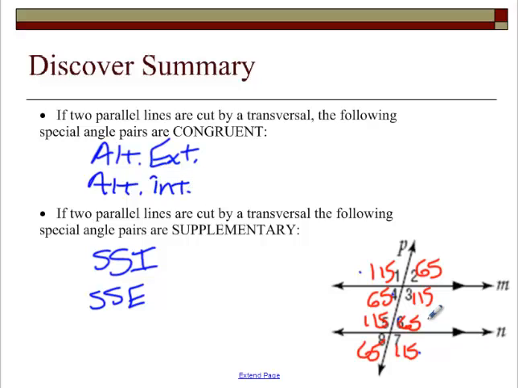And the last one we had was corresponding. Angle 1 and angle 5 are corresponding. So angle 1 is 115, angle 5 is 115. Those are also congruent.